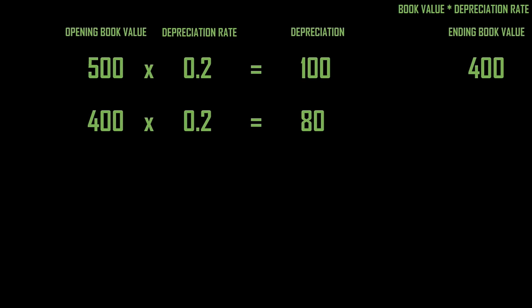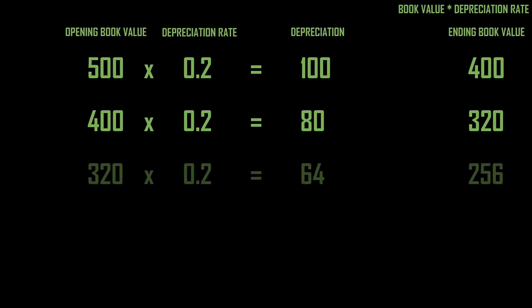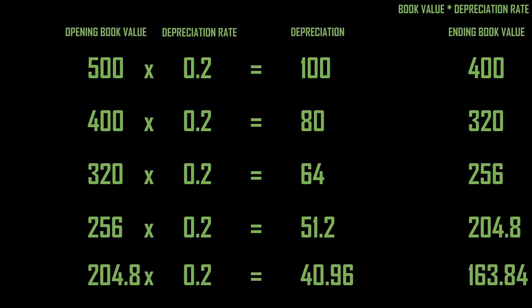80 is the depreciation value in the second year. And when you do that, the ending book value after the second year is going to be 320. That was your second year. In the same way, in the third year, the depreciation value is going to be 64 and the ending book value in the third year is going to be 256. And so on and so forth for the fourth and fifth years.